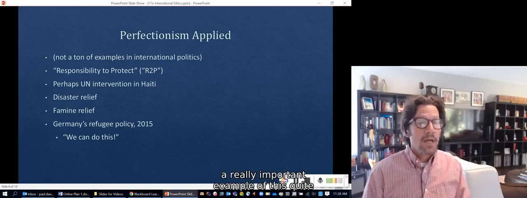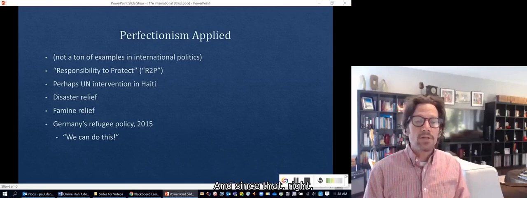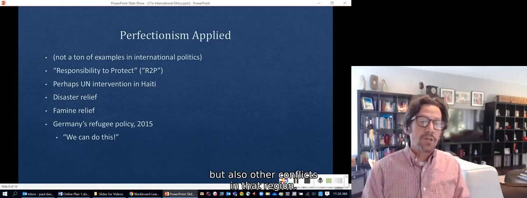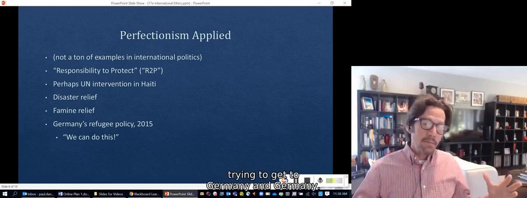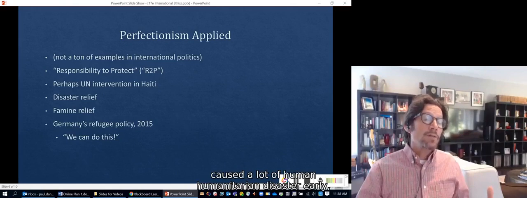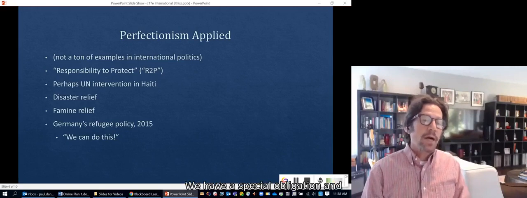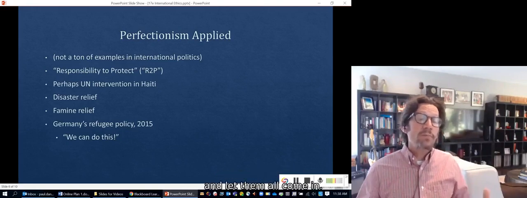A really important example of this quite recently is Germany's refugee policy in 2015 and since then. Hundreds of thousands, if not millions, of refugees were flowing out of the Middle East, largely as a result of the Syrian conflict, but also other conflicts in that region, and basically piling into Europe, trying to get to Germany. And the German government basically said, we're the ones who caused a lot of humanitarian disaster earlier in the 20th century. We have a special obligation, and while it's going to cause a lot of problems for us, we're simply going to open the door and let them all come in.